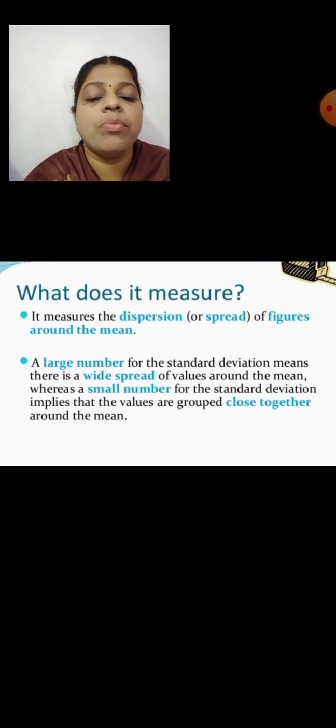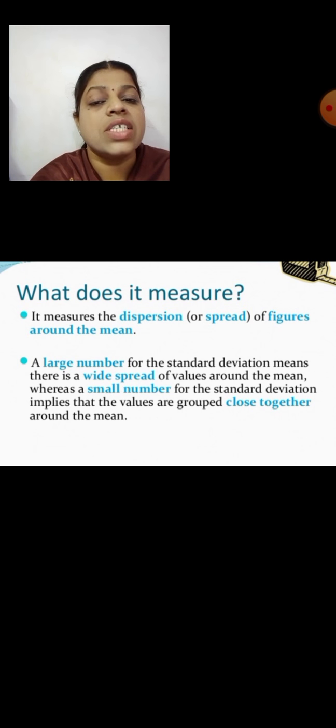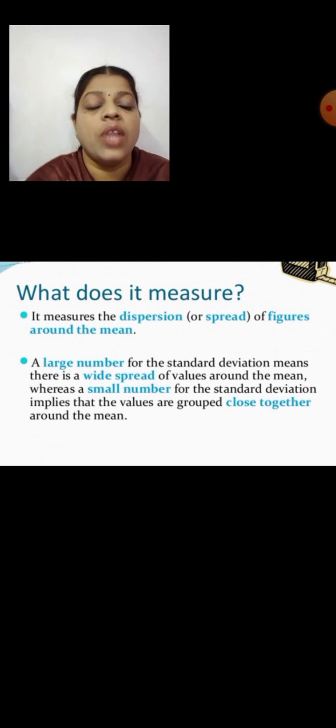Whereas if the final answer for the standard deviation is a small number, what does it imply? There is not much dispersion of the values from the mean. So this is the conclusion that we have to make after calculating the standard deviation. Large numbers represent that there is much dispersion of values, whereas a small number represents only a small dispersion among the values.